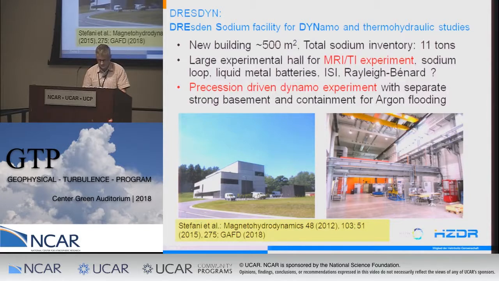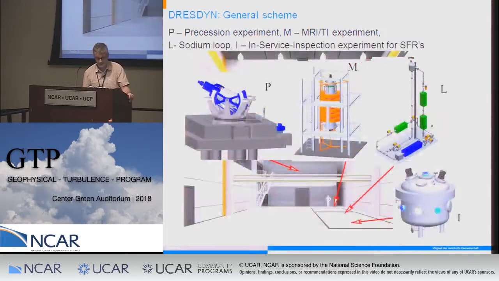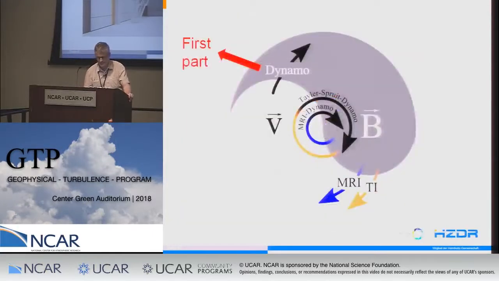experiment will be situated here in this reddish one in this containment, and this is a precession-driven dynamo experiment. Here's a general scheme. You see again the precession-driven dynamo experiment to be situated here in this containment. You see here the MRI experiment, a loop, and some in-service inspection experiment.